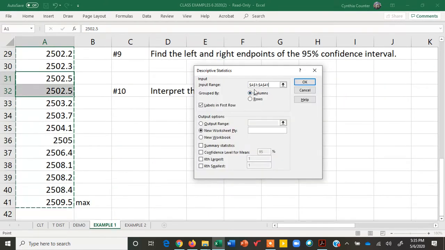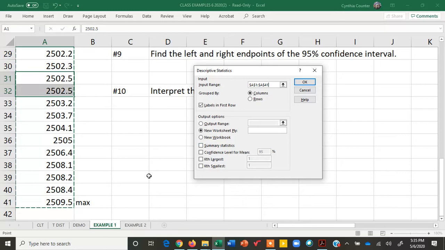Notice here it puts it in $A$1:$A$41. You could have typed in yourself A1:A41, not really even worrying about the dollar signs, and that would work just as well. Then we look at the output options. Notice the default is that it will put your output in a new worksheet, which means a new page will show up here. You'll see like Sheet1 show up.